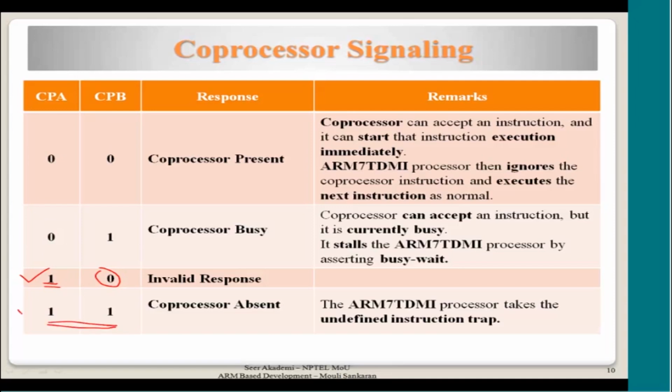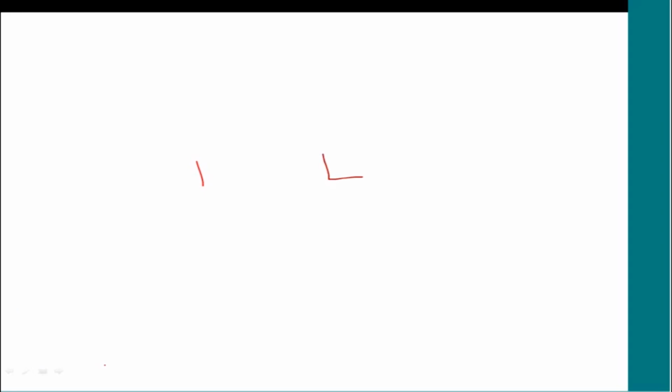Now what happens? This is a valid combination because there are no takers for this coprocessor instruction, and whether they are busy or not, all of them say that no, I cannot take this instruction at all. Now what does the processor do? Let us see.